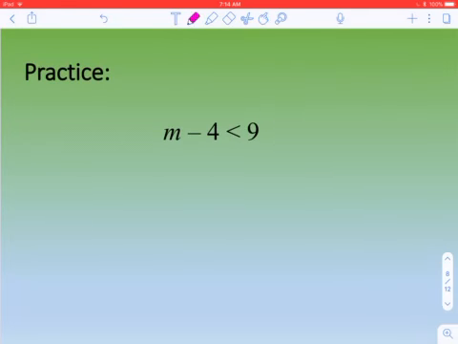This is a practice problem for what we did the other day. Because it says minus, we're going to add 4 to both sides of the inequality. And when we're adding or subtracting, you don't change the inequality, so this stays less than 13.